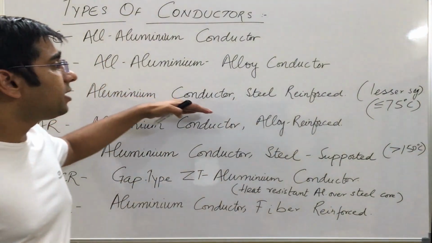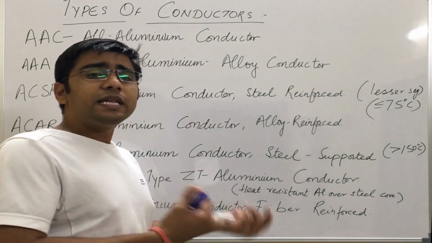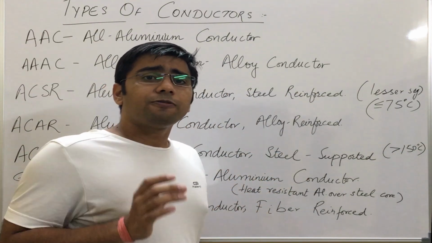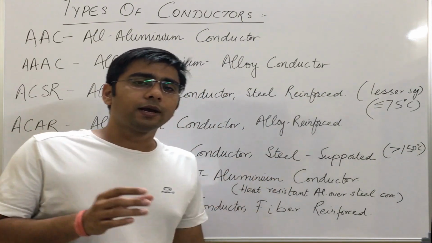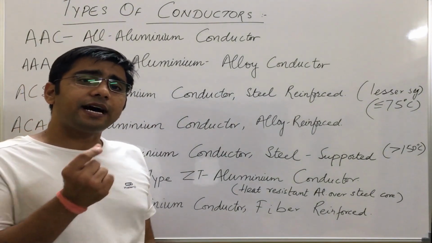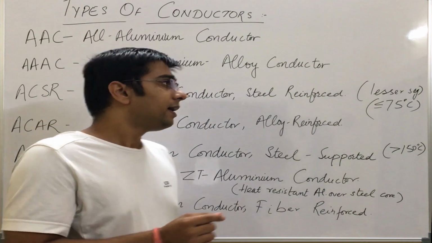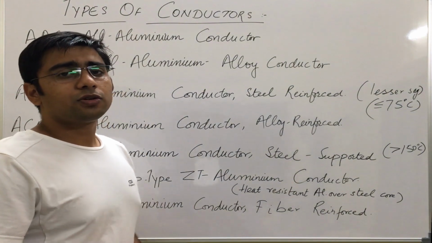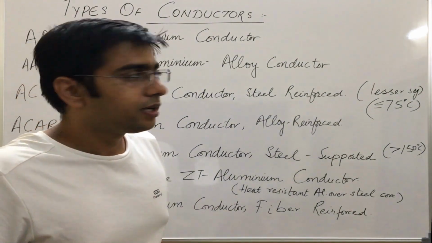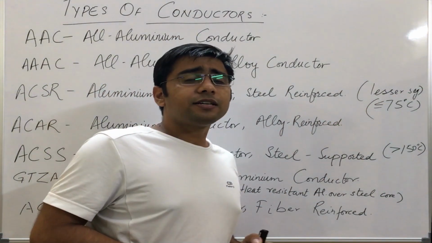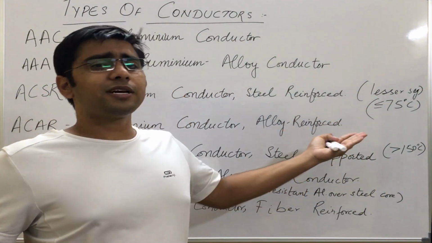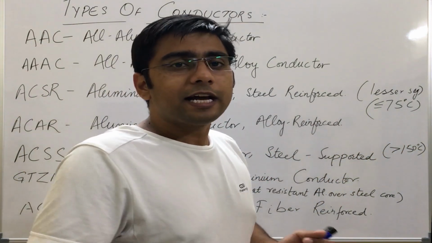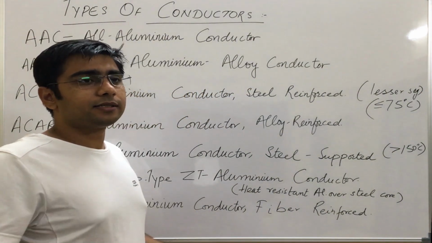ACSR means aluminum conductor steel reinforced. What was new in that was that the central core of the conductor was made of steel instead of aluminum. Since we know that steel has higher tensile strength as compared to aluminum, this conductor ACSR had higher tensile strength, so the problem of sag was reduced. It has lesser sag. But there is a disadvantage also. We cannot use it beyond 75 degrees Celsius for continuous operating temperature. So the loadability of the line is reduced in high temperature areas.